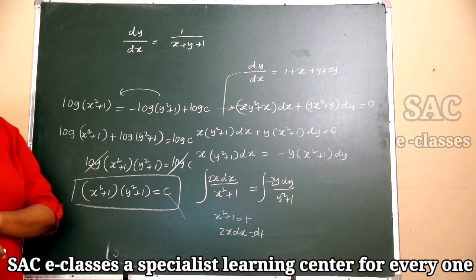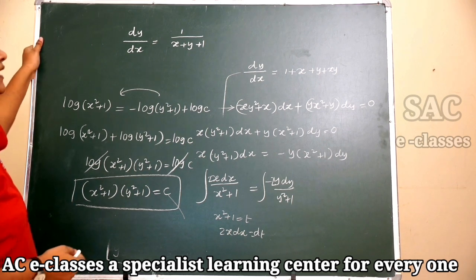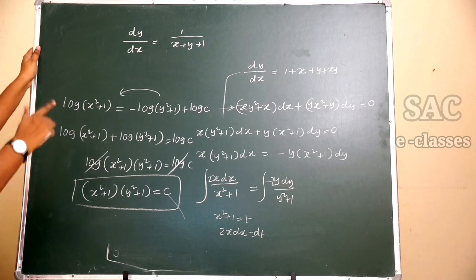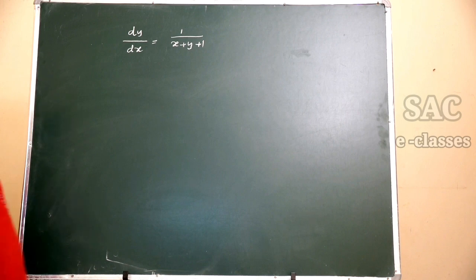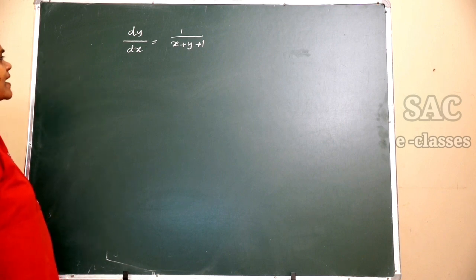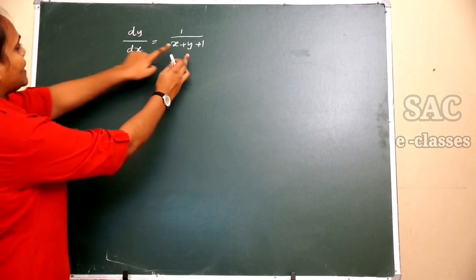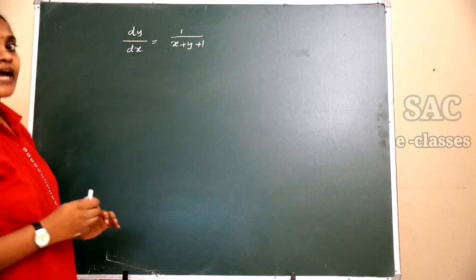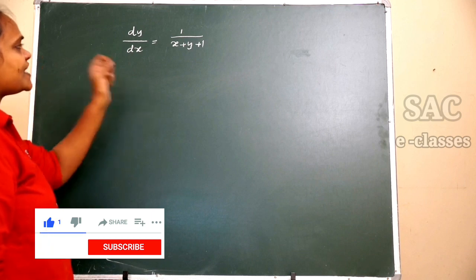dy/dx = 1/(x + y + 1). Can we solve this one by variable separable or any other method? Let us see that. Now look at the problem. dy/dx equal to 1 by x plus y plus 1. If you observe clearly, I can't separate x as dx or y with dy, and in the same manner, it is not possible to use any other method.